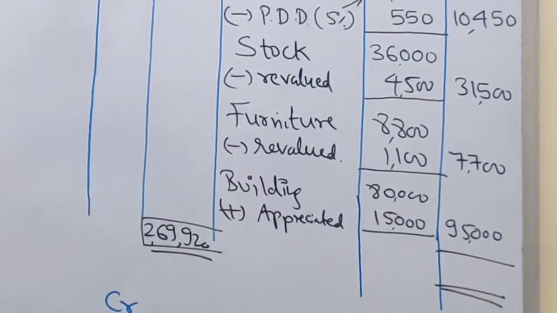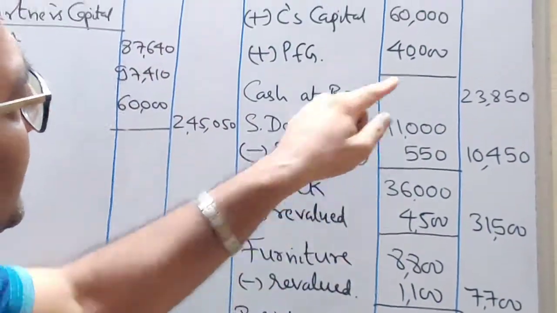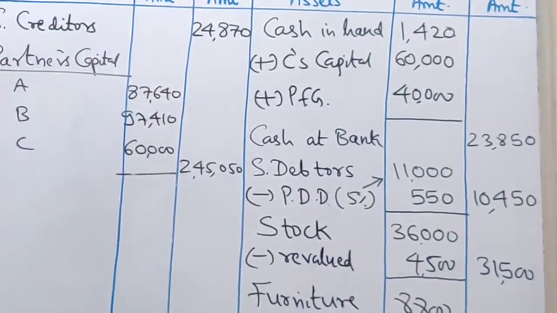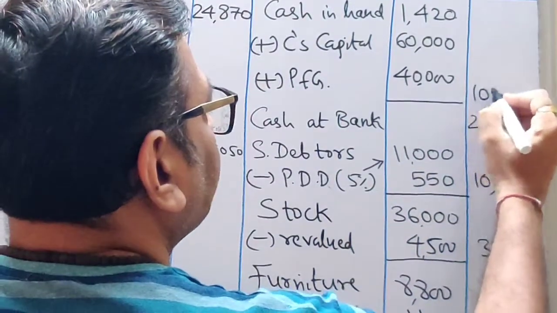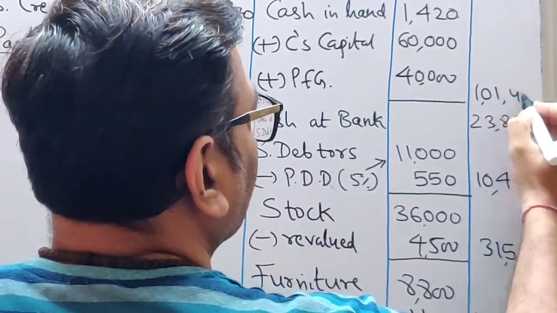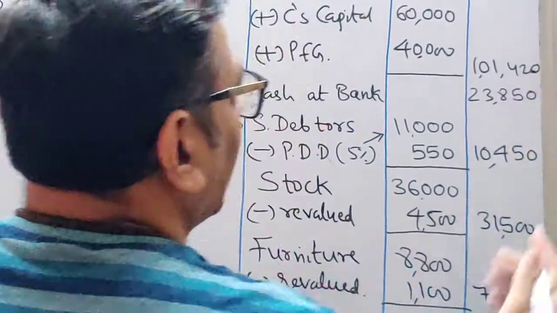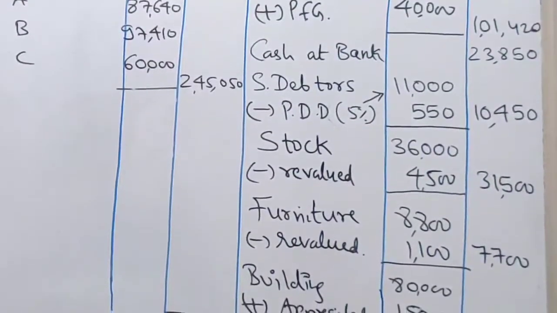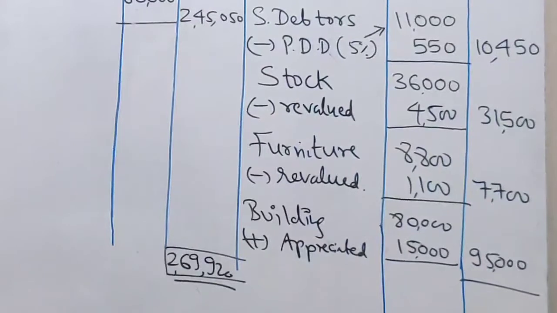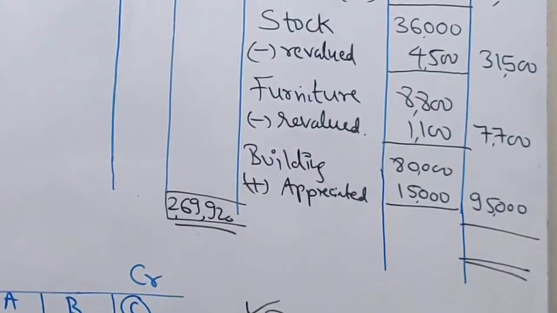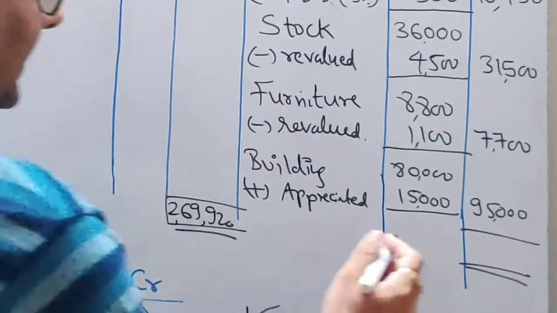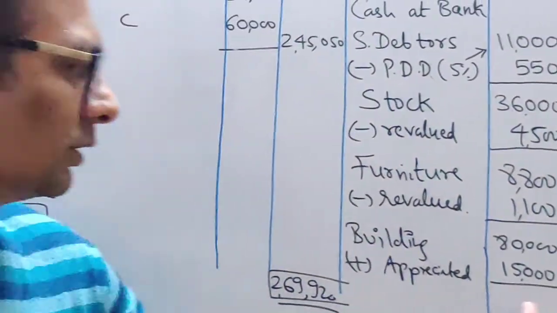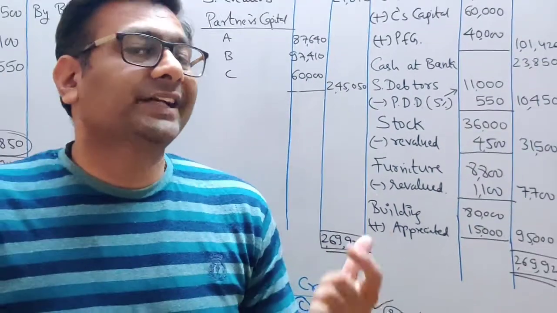Your asset side total should be the same. Let's check. If it is the same, then you have solved it correctly. Take the total of cash first. Plus 1 lakh. 101,420. Now you take the total of the asset side: plus 23,850 plus 10,450 plus 31,500 plus 7,700 plus 95,000. Yes, it is showing you are getting the same total on both sides. If you get the same total on both sides, students, it means you have solved it correctly.